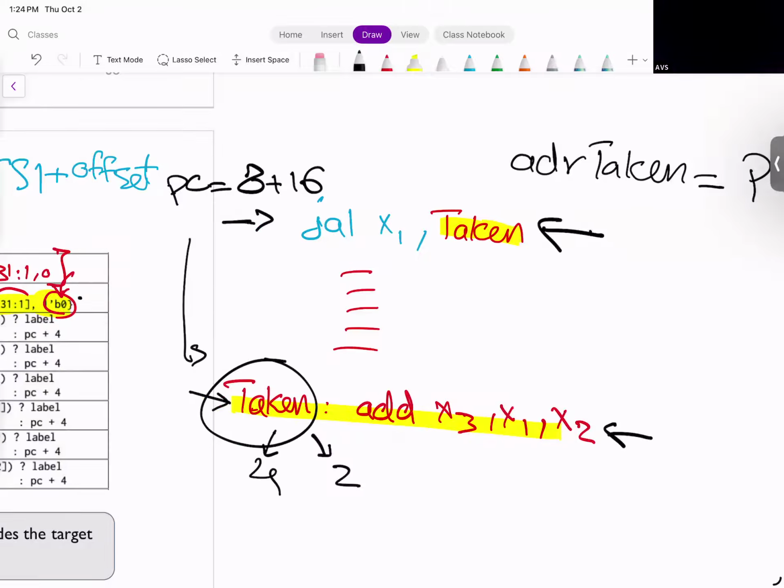then the first instruction starts right after. That means go jump to that location. Yes.